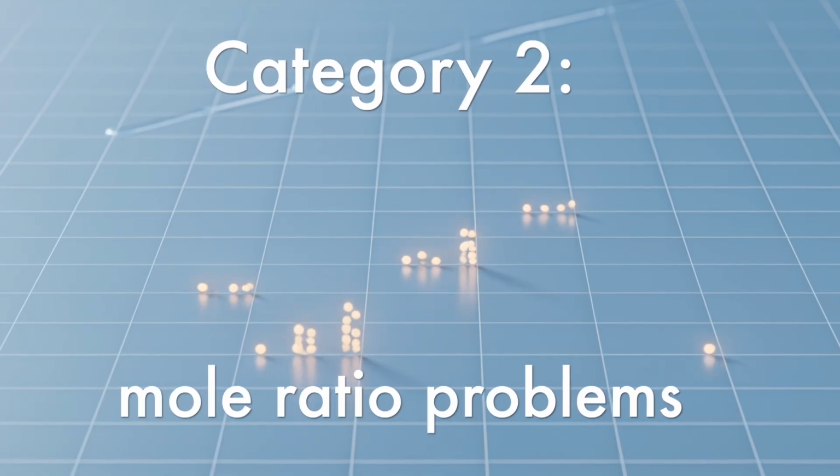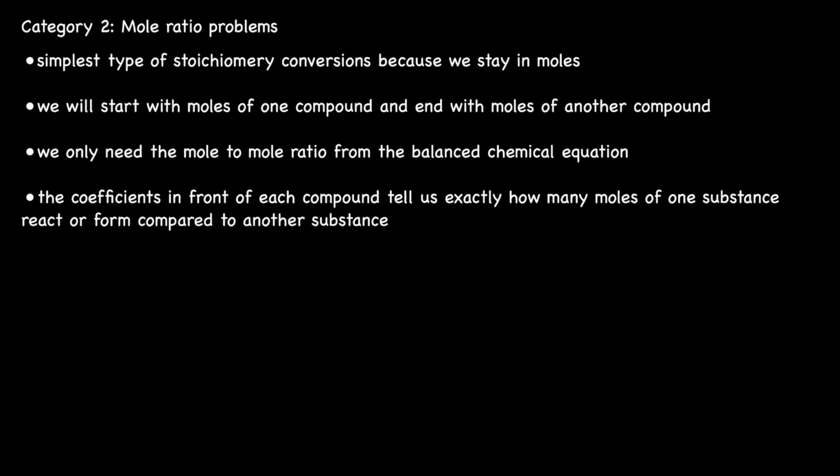The second category will be mole ratio problems. These are the simplest type of stoichiometry conversions because we stay in moles the entire time. For these problems, we will start with moles of one compound and end with moles of another compound. To make this conversion, we only need the mole-to-mole ratio from the balanced chemical equation. The coefficients in front of each compound tell us exactly how many moles of one substance react or form compared to another substance. Since we are already in moles, we don't need molar mass, or Avogadro's number, or liters at STP. We just need the ratio from the equation.